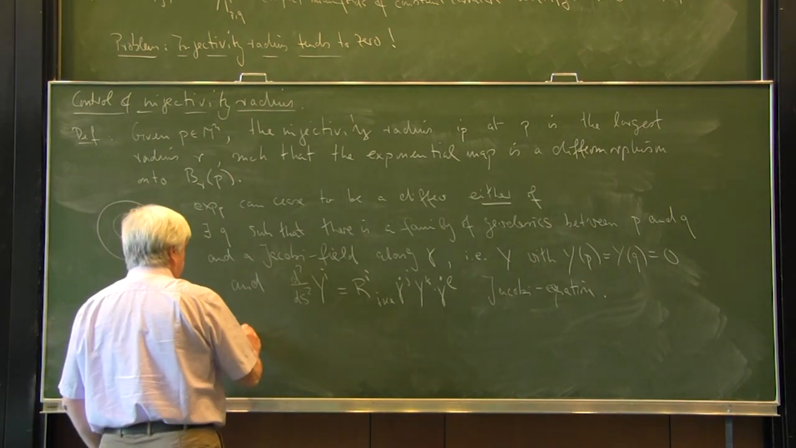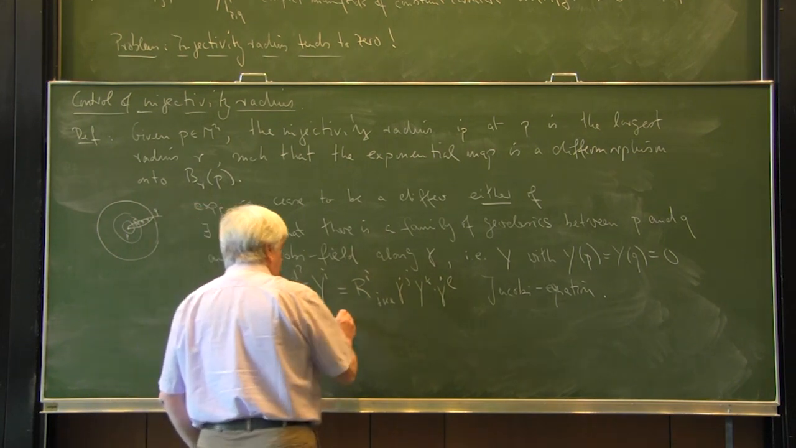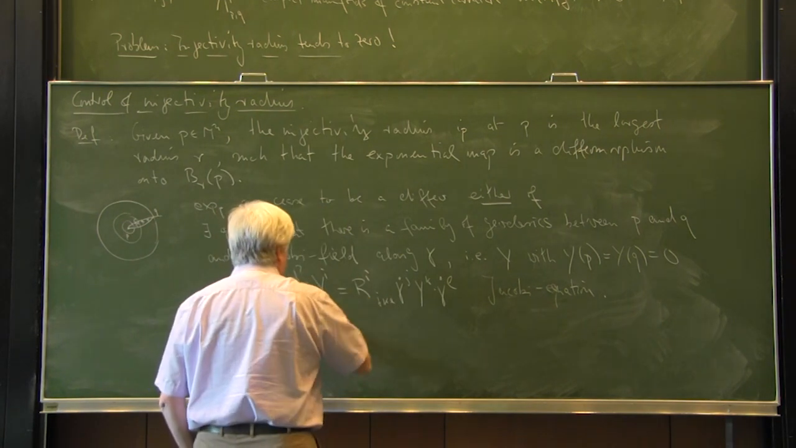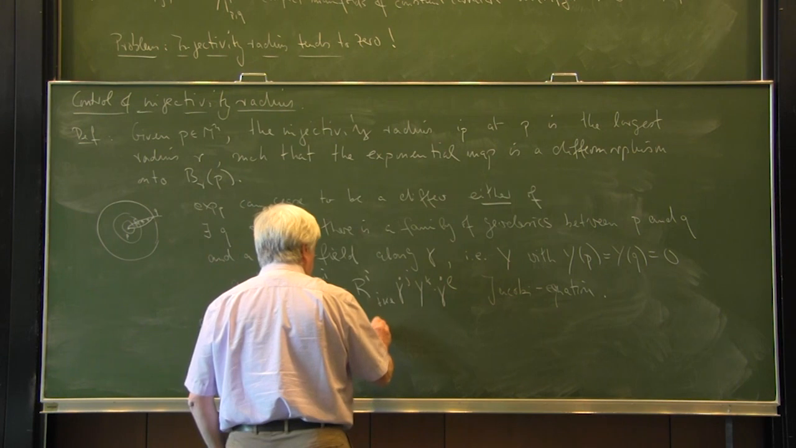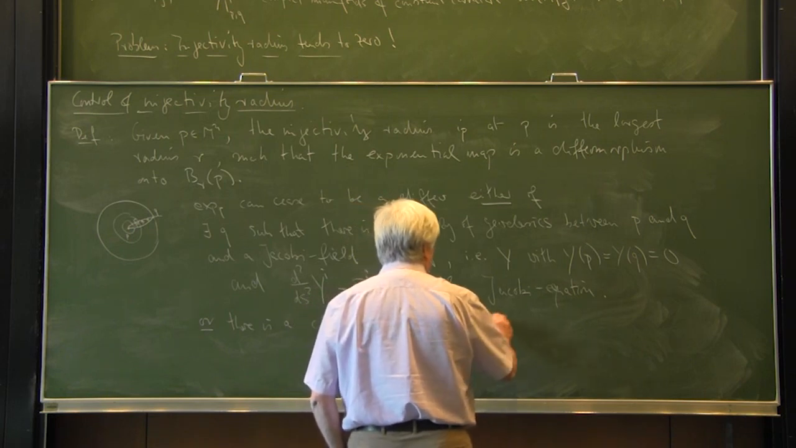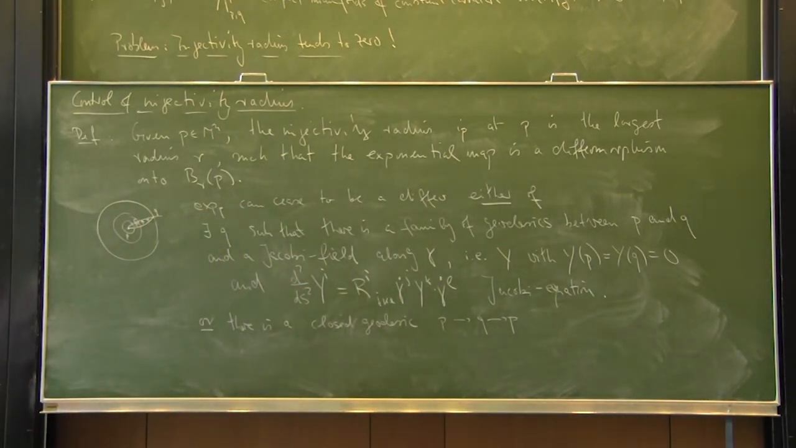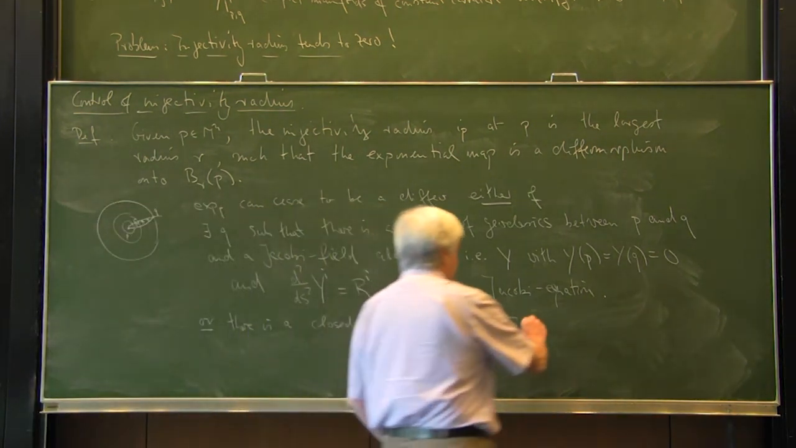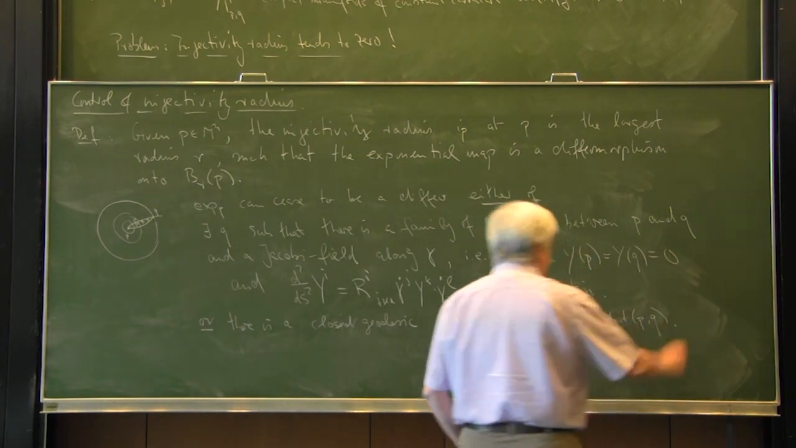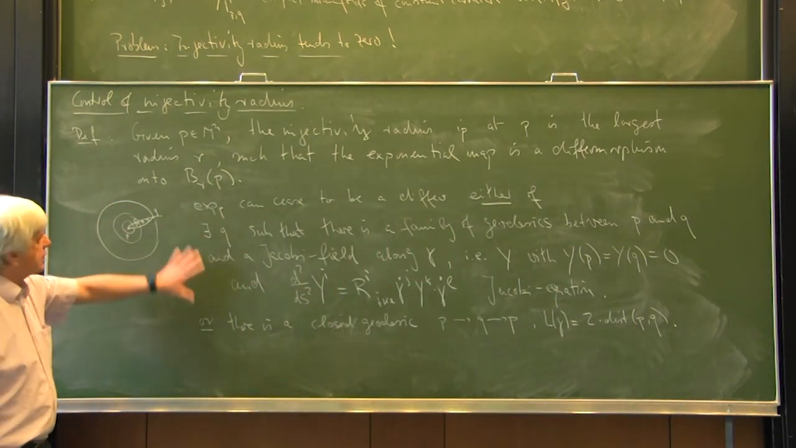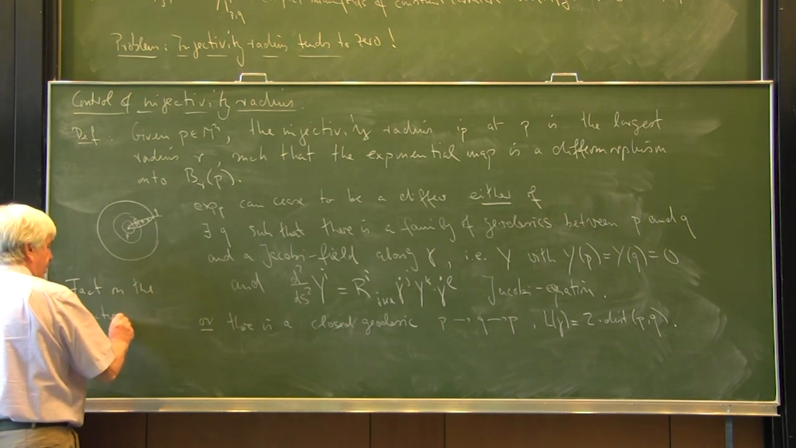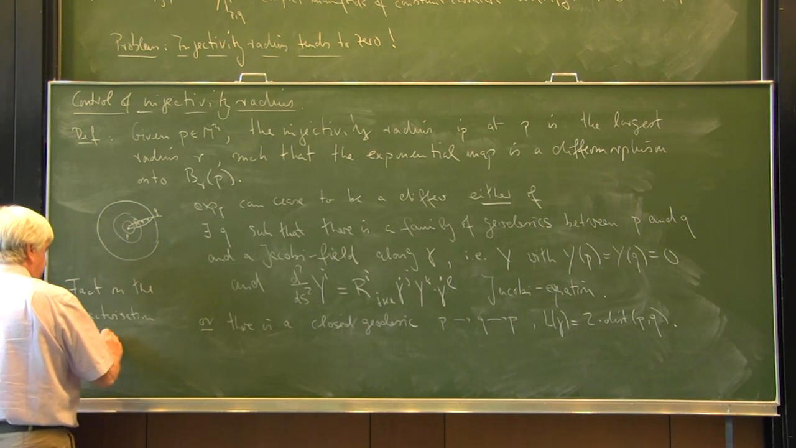Or there is a closed geodesic which goes from P to Q back to P. And this has then the length of this gamma, which is twice the distance between P and Q. This is just a fact on the characterization of the injectivity radius.